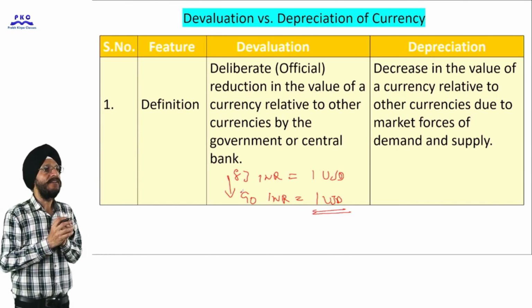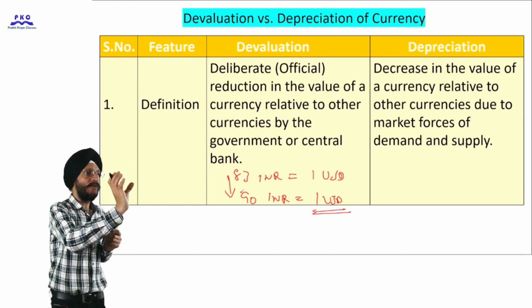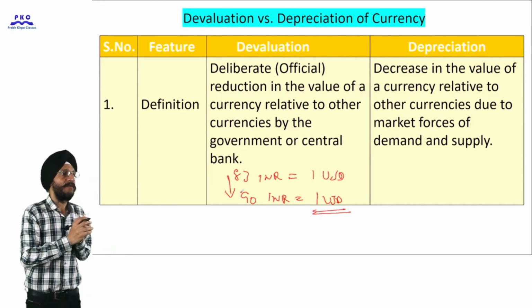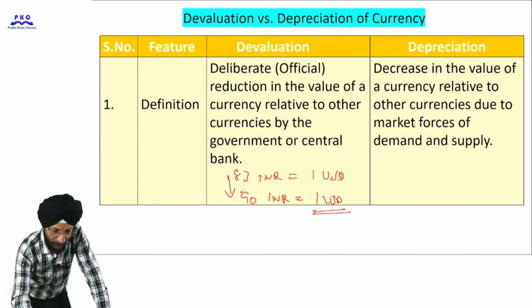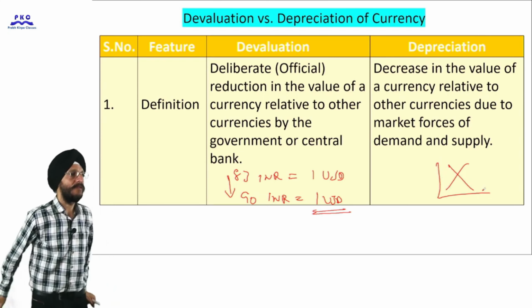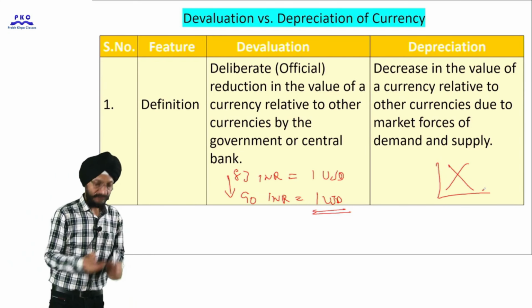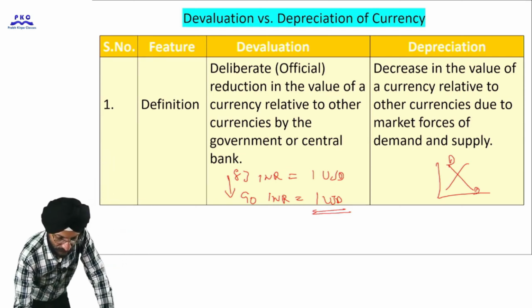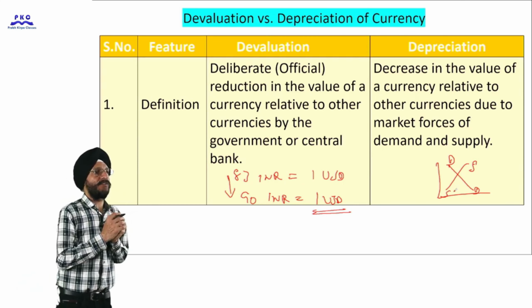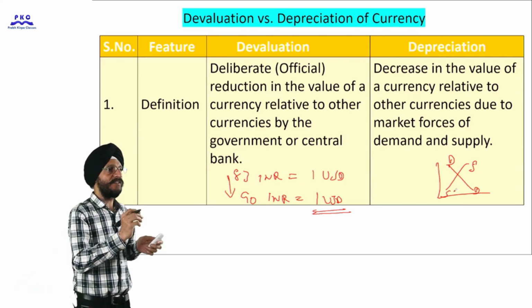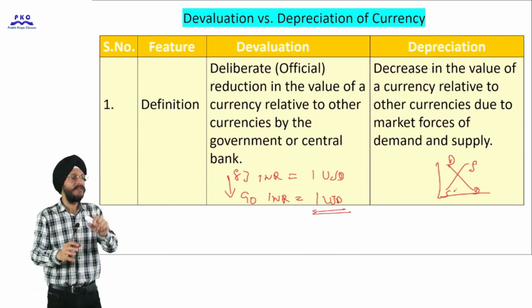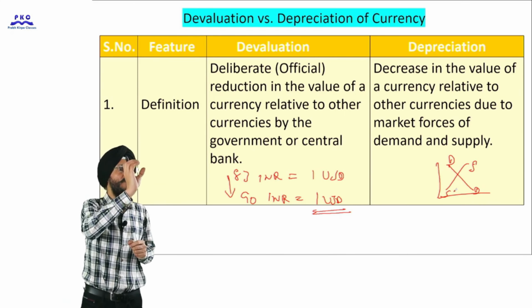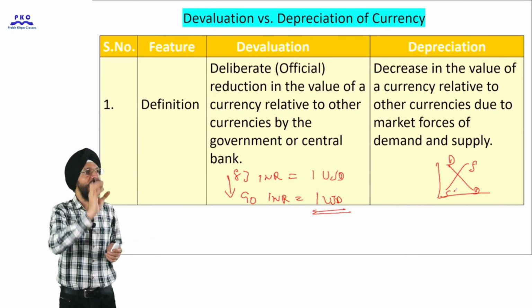On the other hand, if the value of a currency depreciates in comparison to other currencies by the forces of demand and supply, then it is depreciation of the currency, where the market forces of demand and supply come into the picture and the value of a currency decreases. It is depreciation.